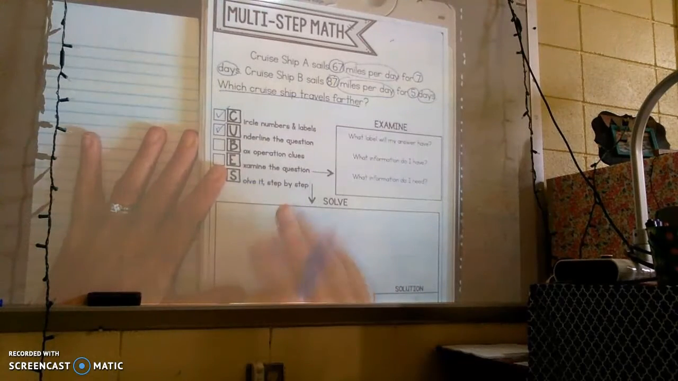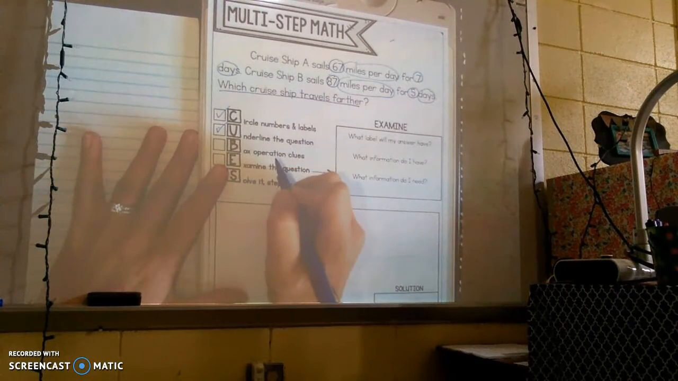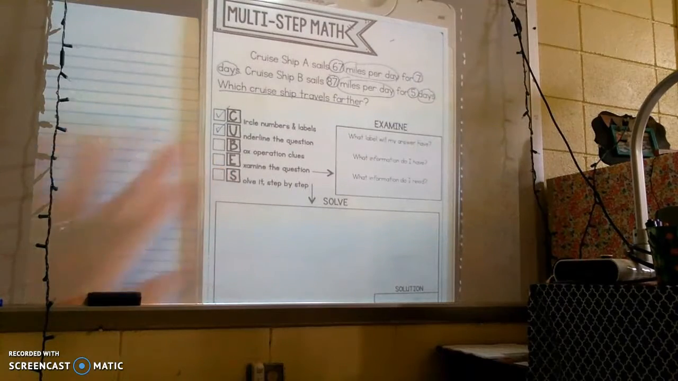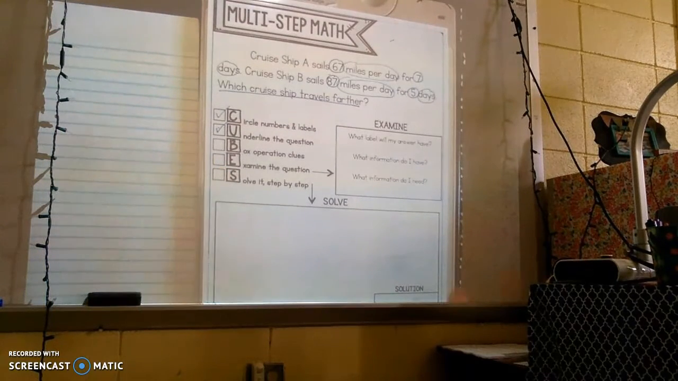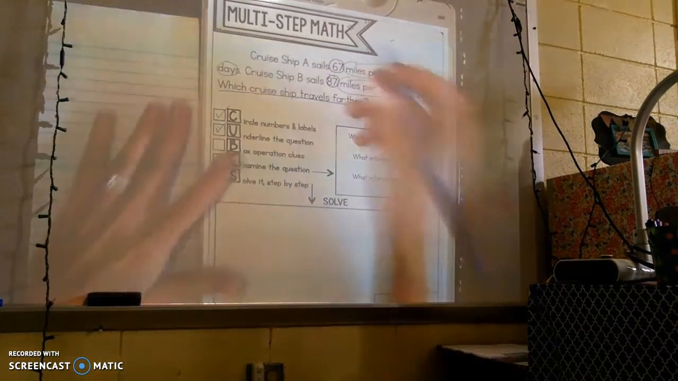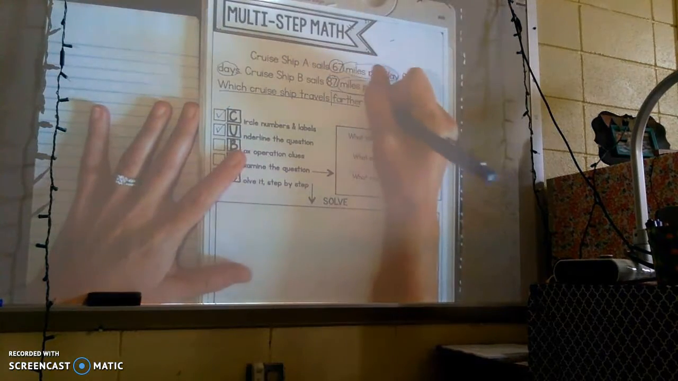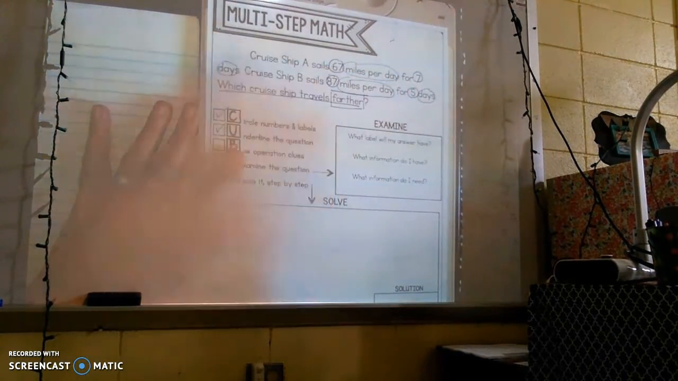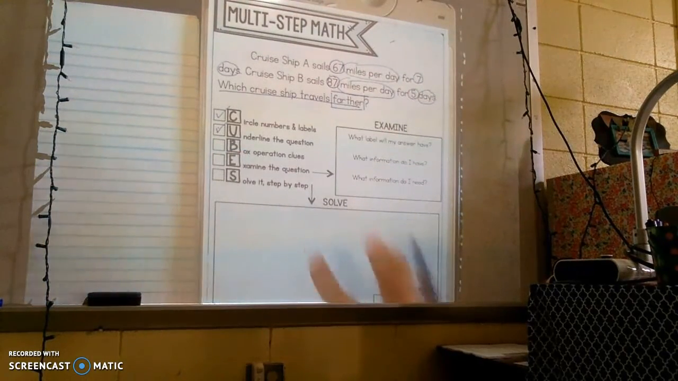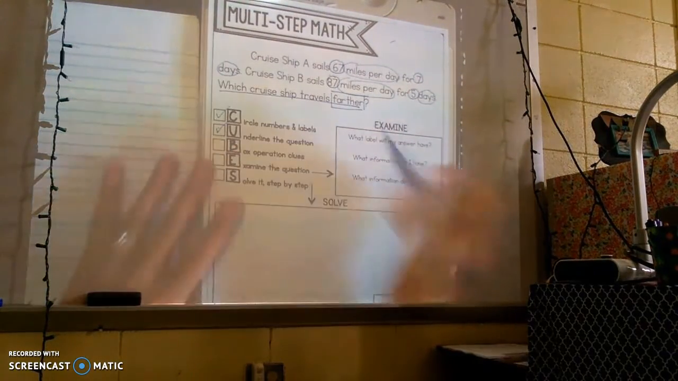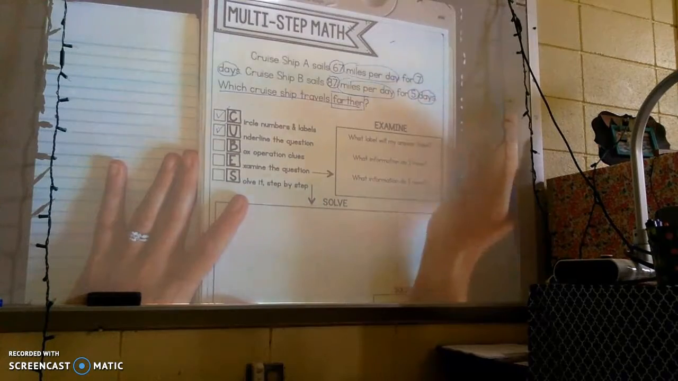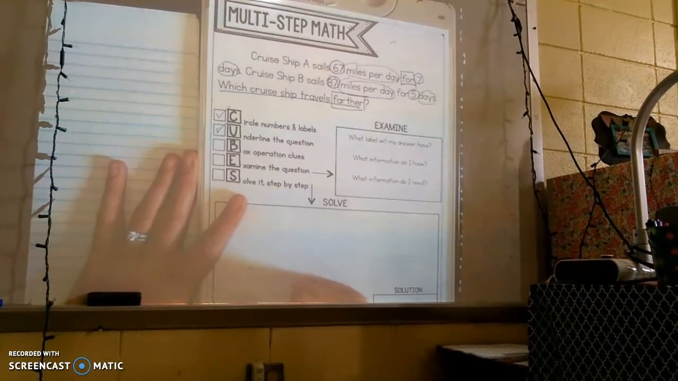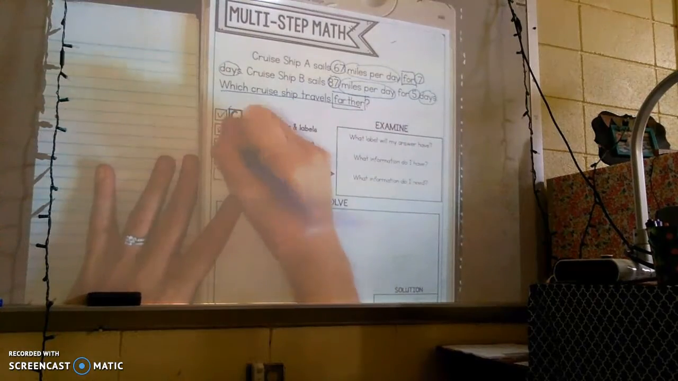Put a check mark next to that box. Box operation clues. So, how am I going to know whether I need to add, subtract, multiply, or divide? Well, I see further. That's one clue. Now remember, this is a multi-step problem. That means I'm going to probably have to do more than one operation. So here's one operation. I think 4 would be another operation up there. So I'm boxing in both of those clues.